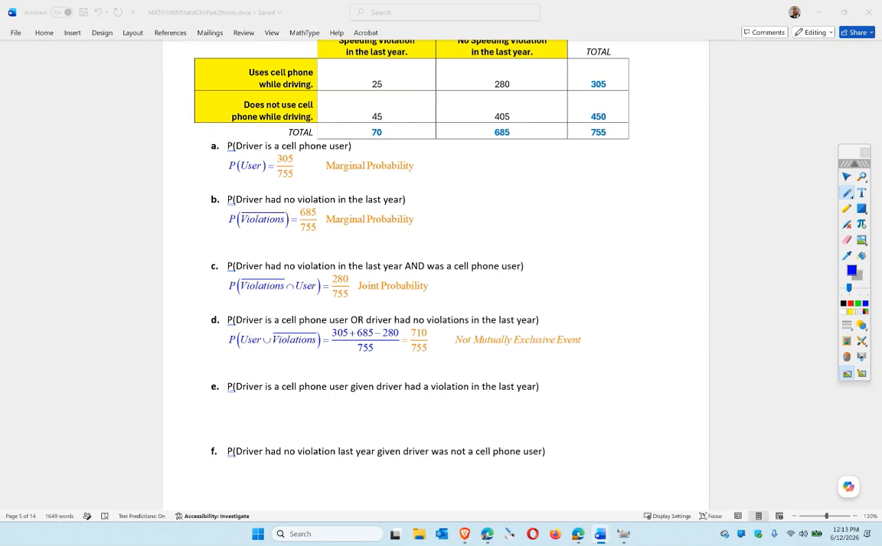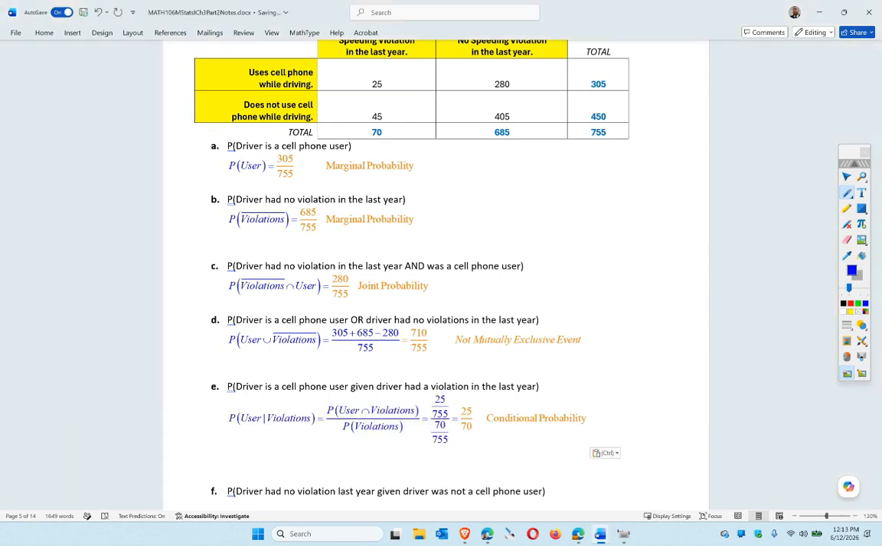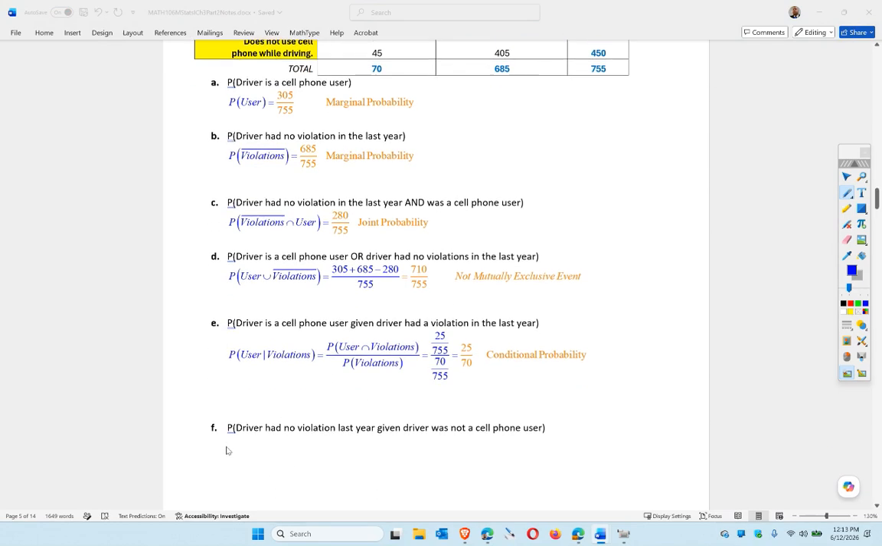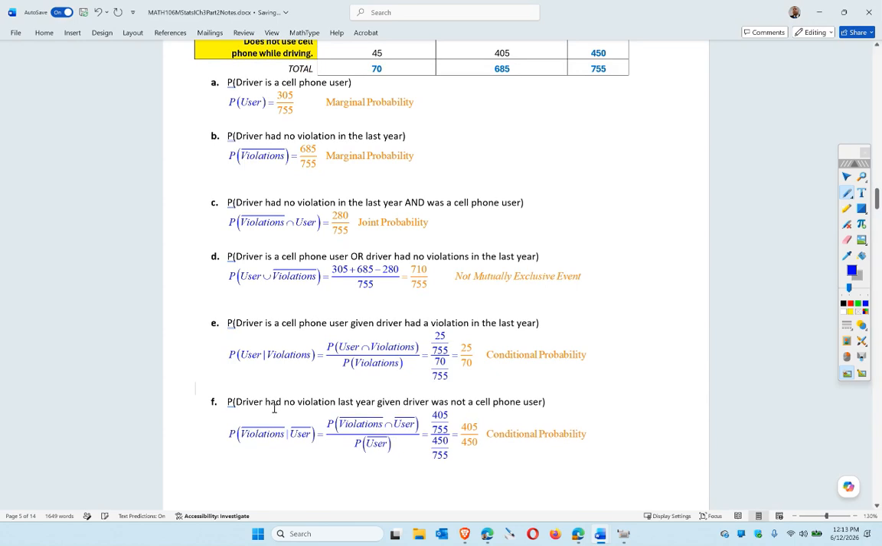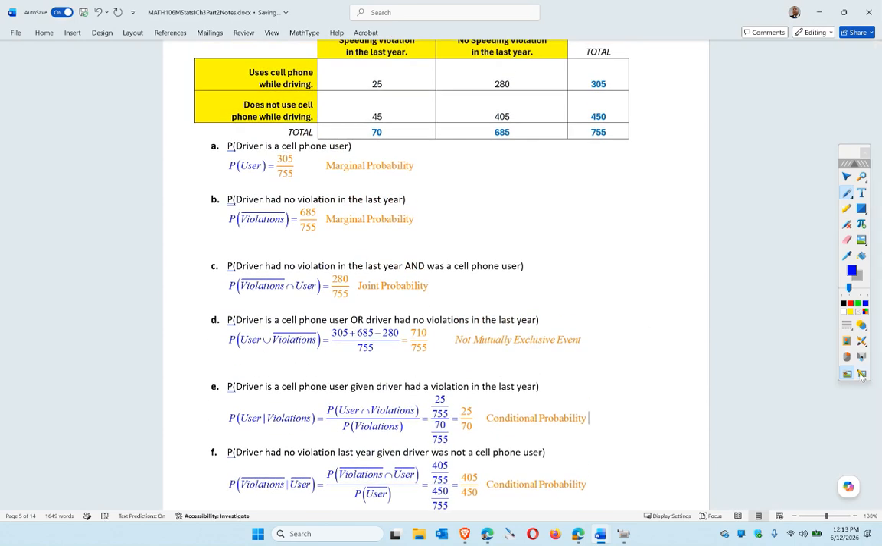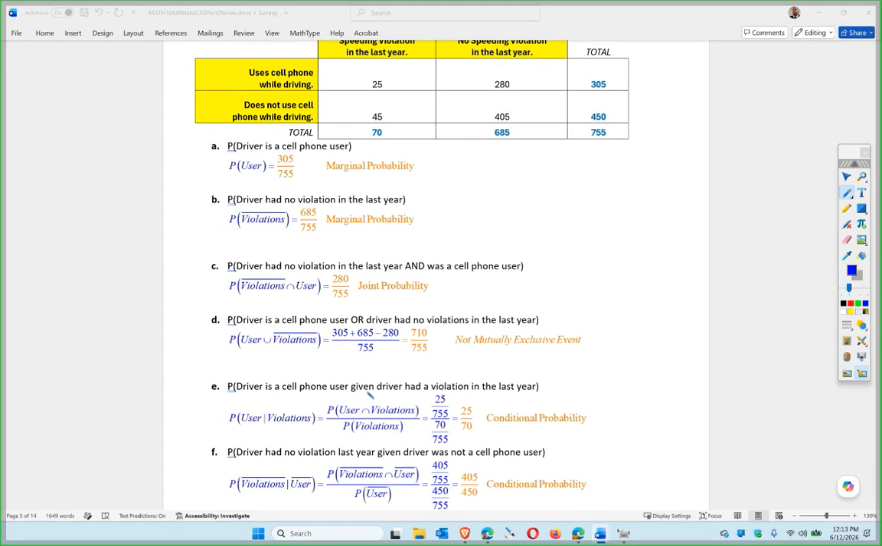All right, so let's type those out and talk about them. So we have this one here, and we have this one here. We get rid of the spaces here. Okay, so we know that this is an and on top, right? And this is the condition on the bottom, right? So we do the different fractions. User and violations is 25, right? And then this is a marginal, correct? This is a joint on top. This is a marginal probability on the bottom, correct? So that's a 70 there, right?